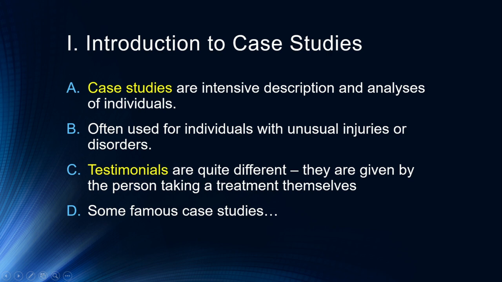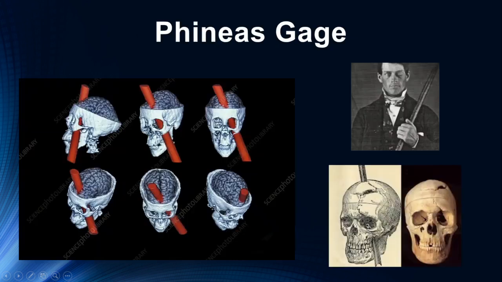But I want to first talk about some famous case studies, to give you a flavor of the kinds of things that we're talking about. Certainly one of the earliest and most famous case studies in psychology comes from Phineas Gage. Phineas Gage was a railroad worker who was injured in an accident where this tamping rod you see him holding went up through his left orbital bone and out the top of his head. As you can see, he lost his left eye.